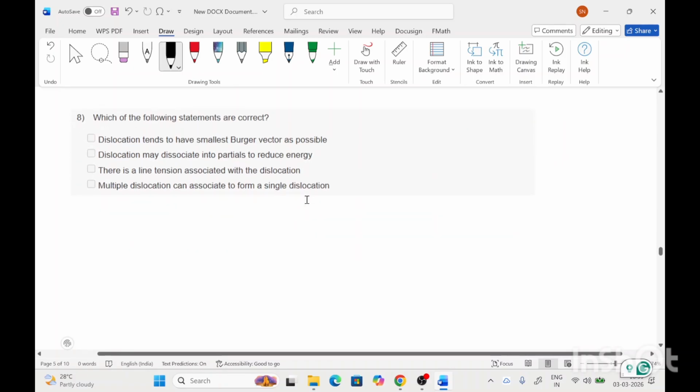Which of the following statements are correct? So the first option says dislocation tends to have smallest Burgers vector as possible. Dislocation may dissociate into partials to reduce energy. There is a line tension associated with the dislocation, and multiple dislocations can associate to form a single dislocation.